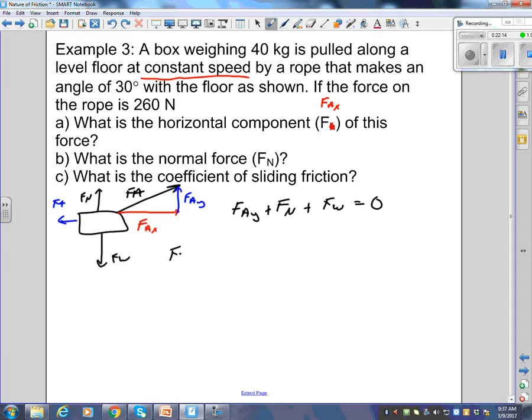Okay, so let's go ahead and find those. So the weight force is easy. It's just mass times gravity. 40 times minus 9.8. That's minus 392 newtons.